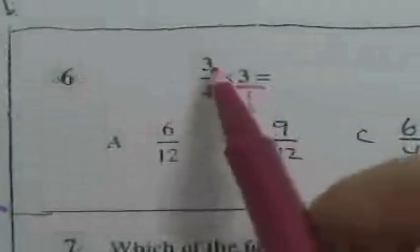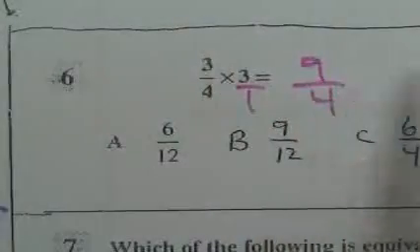Number 6, just put a 1 under it. 3 times 3 is 9. 4 times 1 is 4. 9/4.